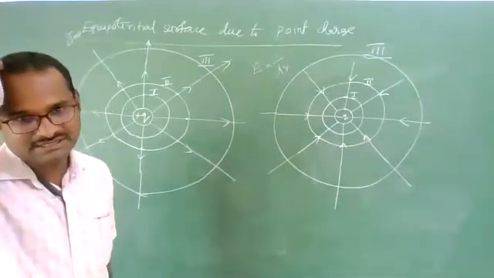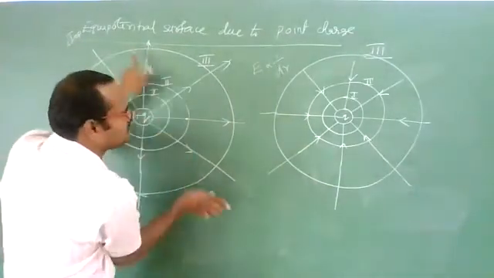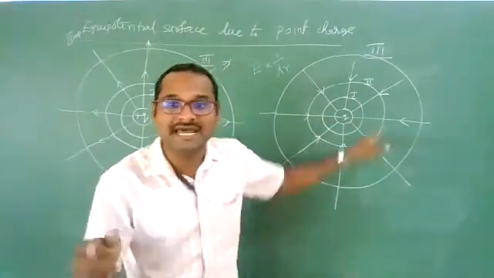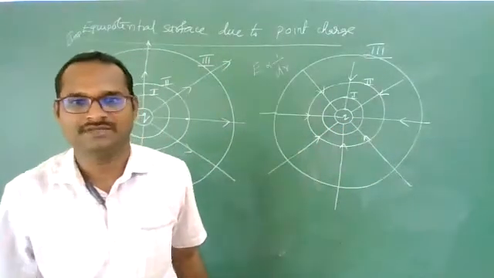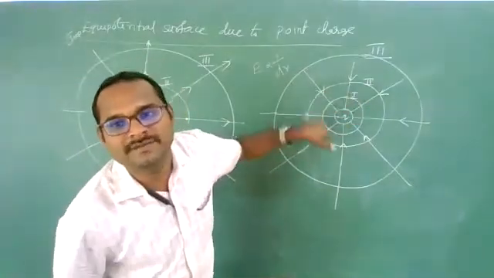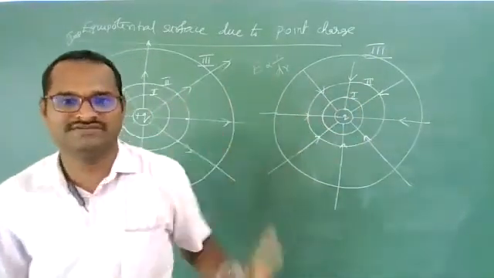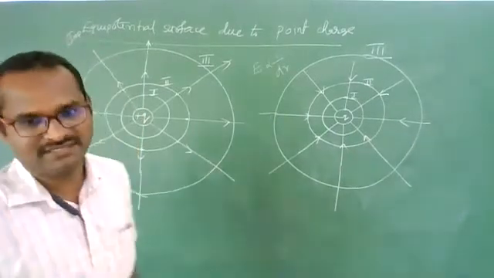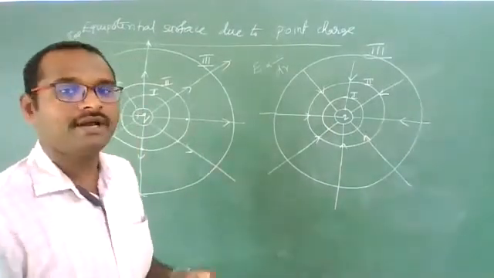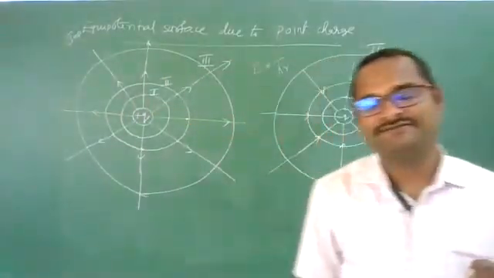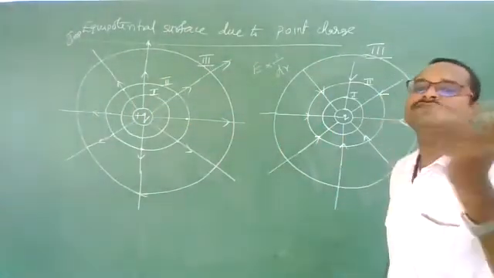Only the thing is, these arrow marks are different. For a positive charge, outside; for a negative charge, inside. This arrow mark indicates electric field lines. This arrow mark does not indicate equipotential surface. Only the spherical surfaces indicate equipotential surfaces. Any doubt in this? I think no doubt. It is clear. Okay.